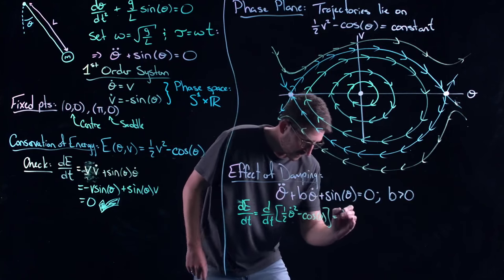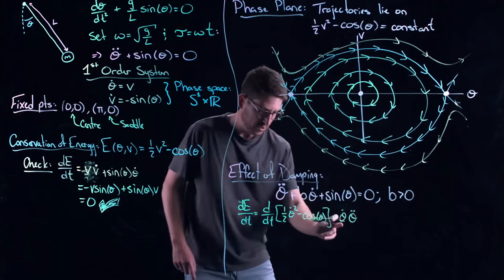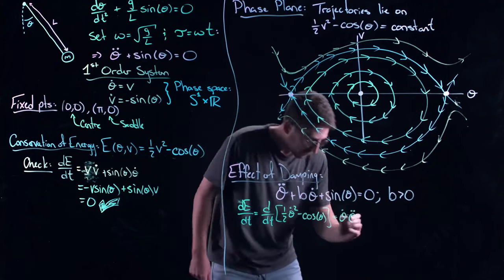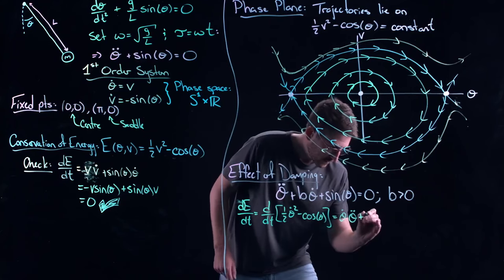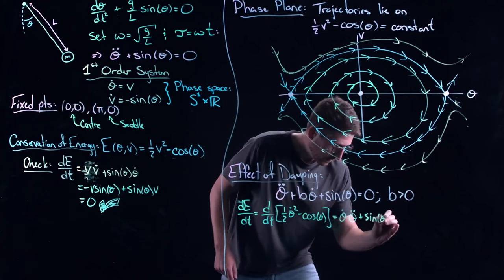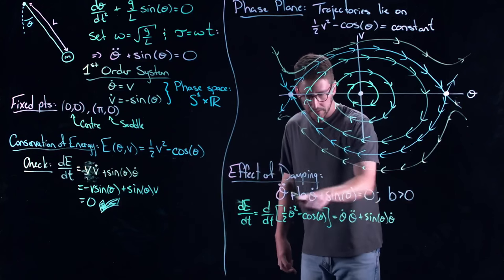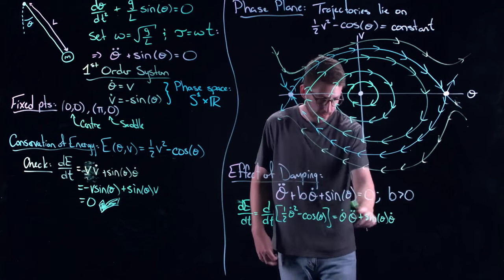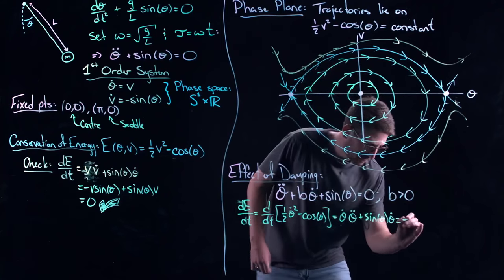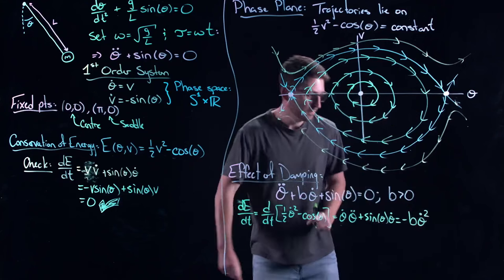And this would give me theta dot times theta double dot, right? Chain rule, plus sine of theta times theta dot. And theta double dot is, if I rearrange this and I cancel terms, basically what I get is minus b times theta dot squared.